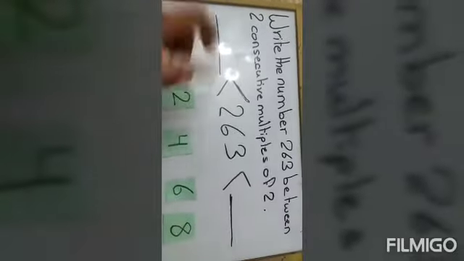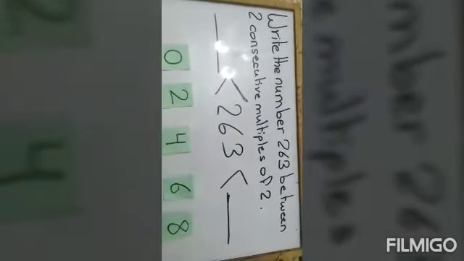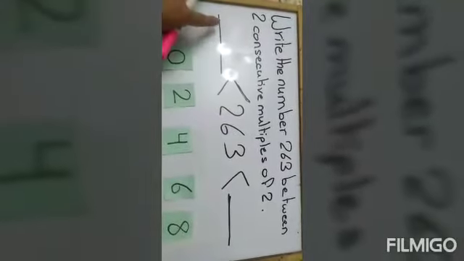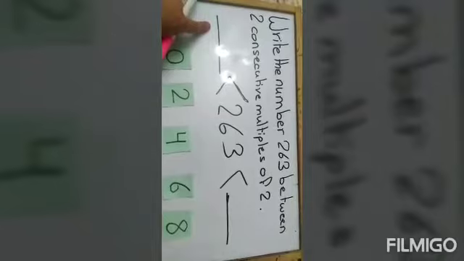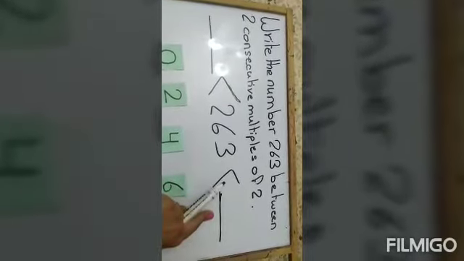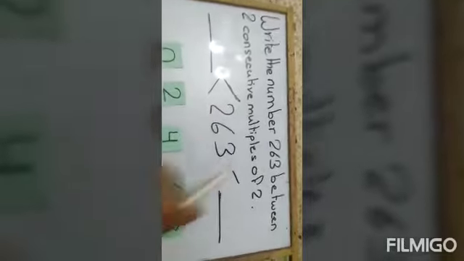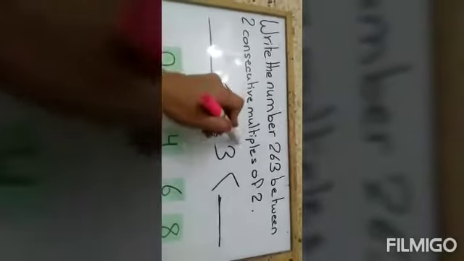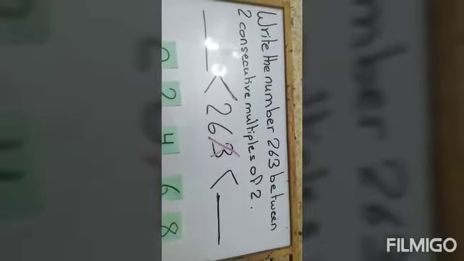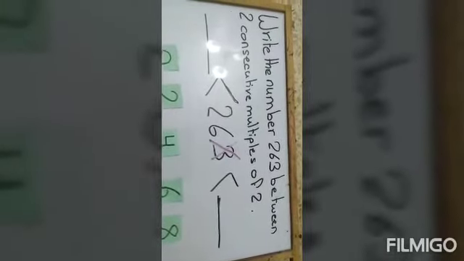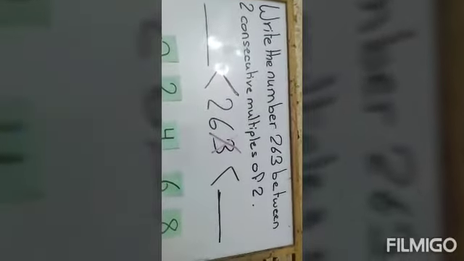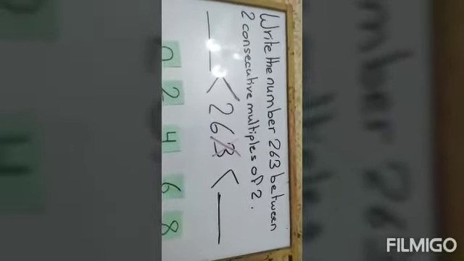For example, write the number 263 between two consecutive multiples of 2. So we should find the number that comes just before 263 and the number that comes just after 263. That should be multiples of 2. So first step, we cross the unit digit, which is 3, and we place it by another unit digit, but it should be even because we need them multiples of 2. So we have 0, 2, 4, 6, and 8.